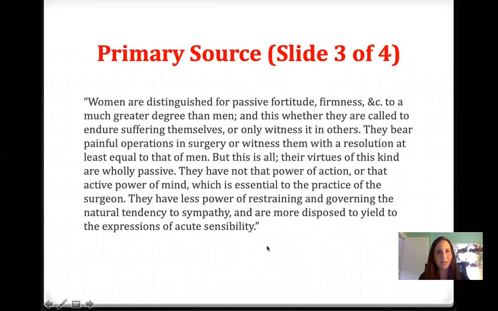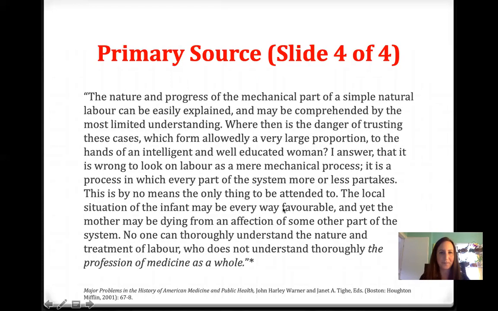All right, so now we're getting to see his biases even more. And these are biases that he's just assuming all of his readers are going to share with him. So he says women are really strong. They can deal with pain. They can even watch pain better than men. That stereotype might have changed by today's standards. But women just can't help but be sympathetic. And he's arguing that that's a bad thing. Like sympathy for your patient, sympathy for the woman in childbirth is a negative quality to have.